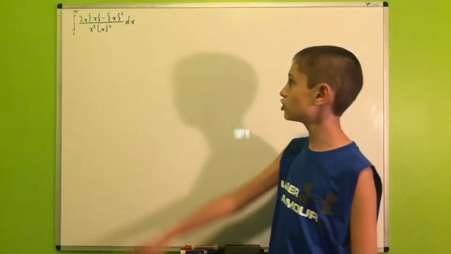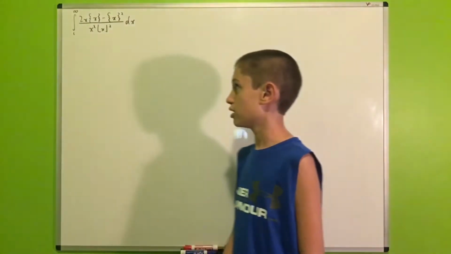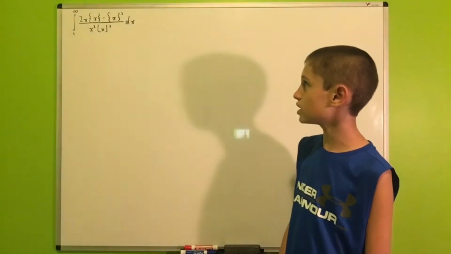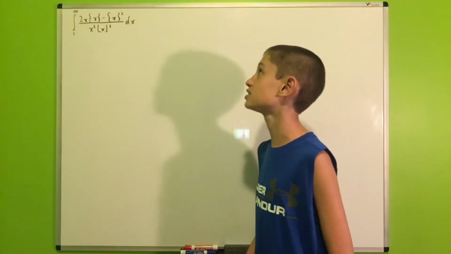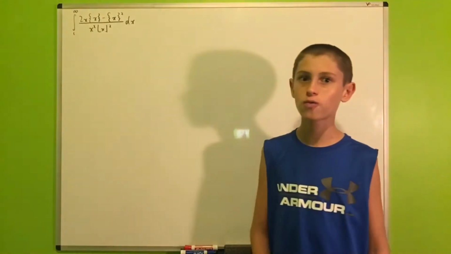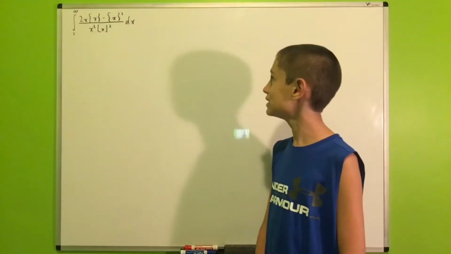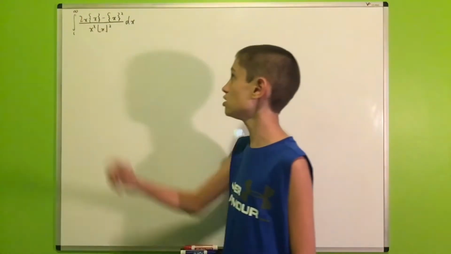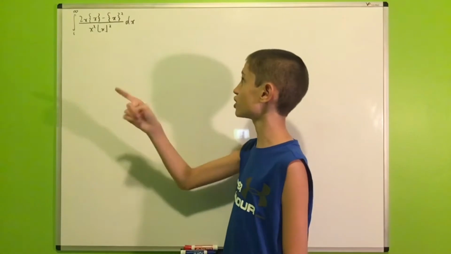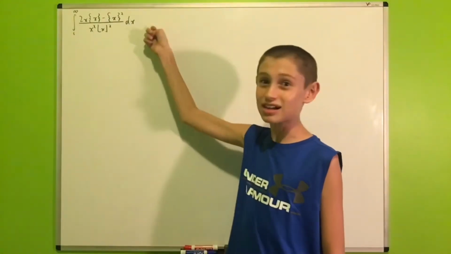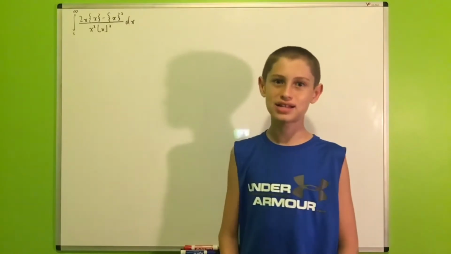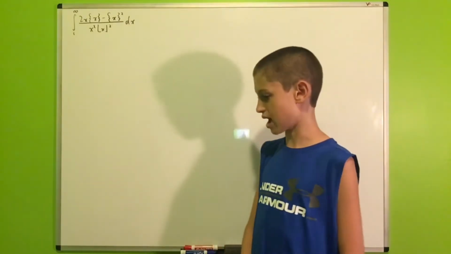Today, we will be integrating this monster right here. The integral from 1 to infinity of (2x{x} - {x}²) / (x²⌊x⌋²). And yes, it is an improper integral with the fractional part function and the floor function. And it does have an answer and a really nice answer, so stick around to the end for that.